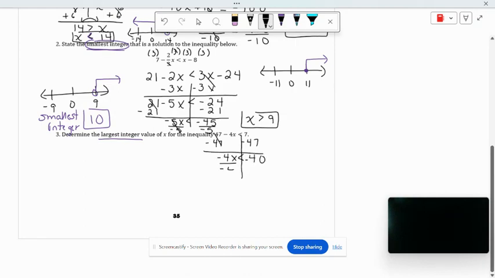Again, I'm dividing by a negative. When I divide by a negative, I have to flip the inequality. So it becomes x is greater than 10. Draw yourself a little diagram. You have a 0, you have 10, you have negative 10. Because that's not equal to, I know I'm going to have an open circle at 10. Anything greater than is pointing to the right. So what would be the next largest integer greater than 10? The next largest integer greater than 10 is 11.